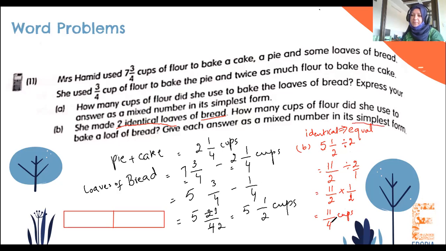This is not the simplest form because this is an improper fraction. You have to convert it into a mixed number. How do you do this? This is 11 by 4. So now you divide 11 divided by 4. 4 twos are 8. This means we are left with 3 after subtracting. So there are 2 whole cups and 3 by 4 cups. So in each loaf of bread, 2 whole 3 by 4 cups will be used.